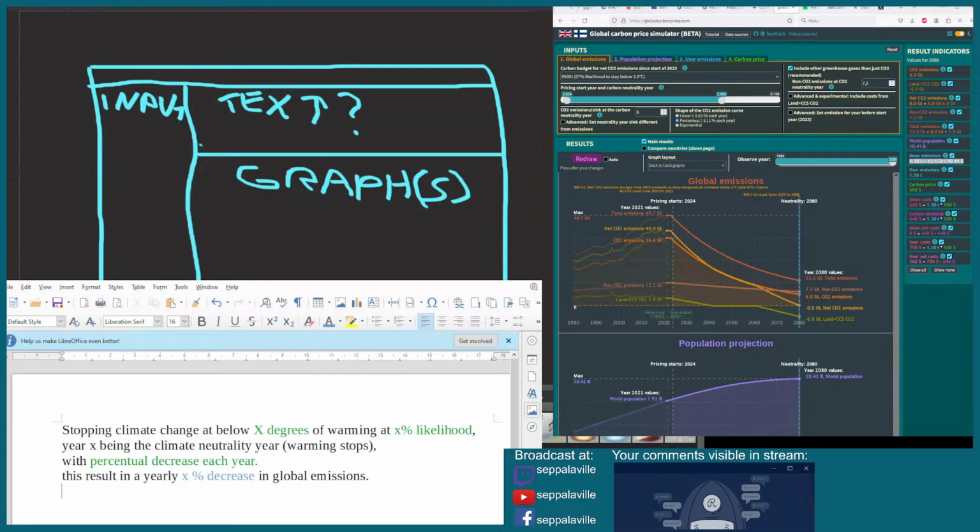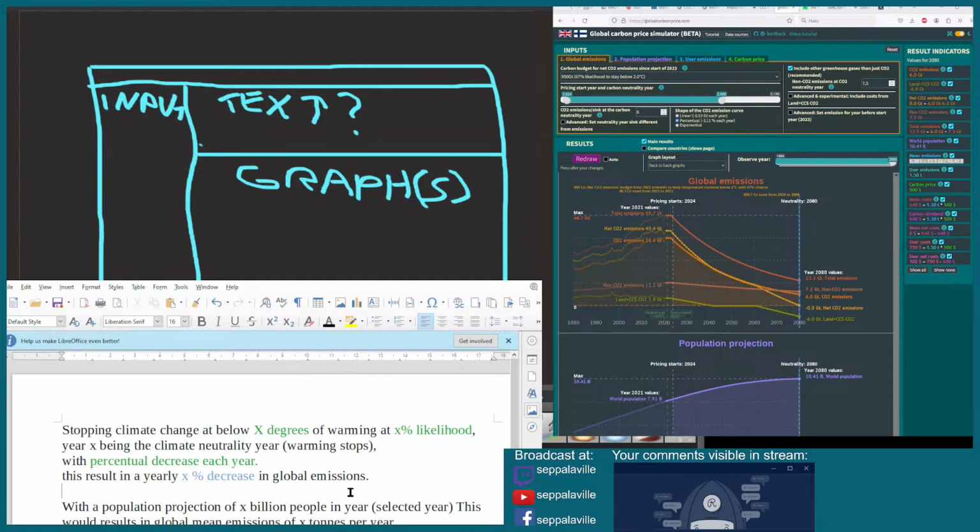So this could be like in the text. This will result in global mean emissions of X tons per year, and this would also be now with a population projection of X billion people in, so here also year, and then we have like selected year, because you can also use this observe year button to select different years here.